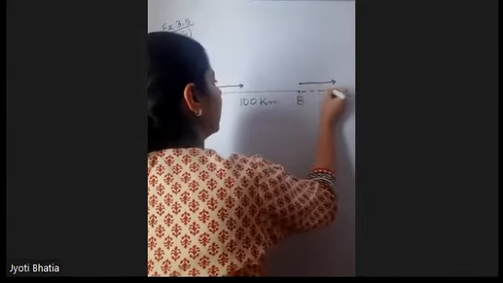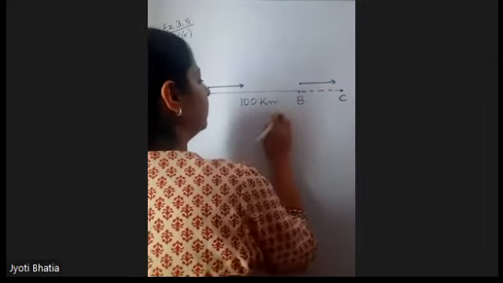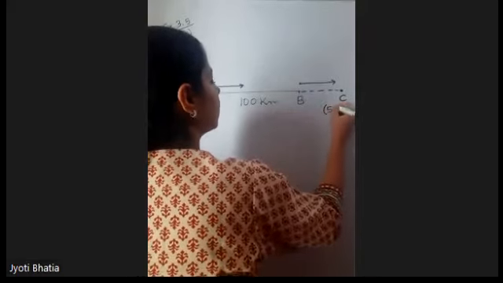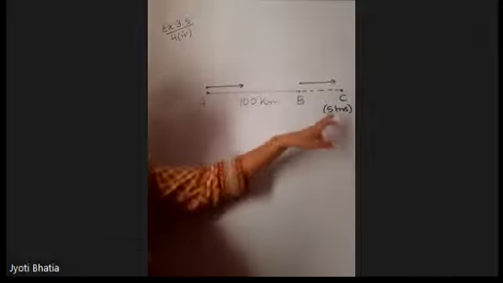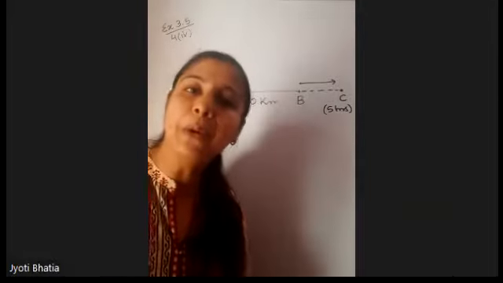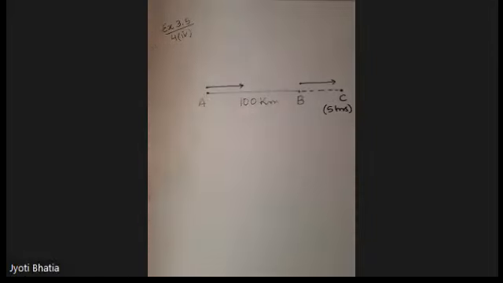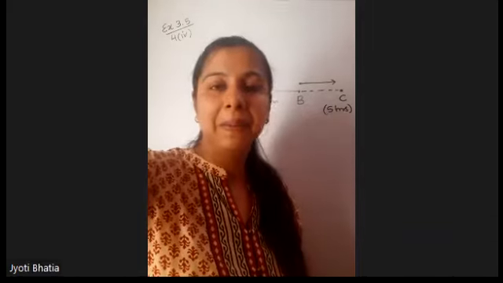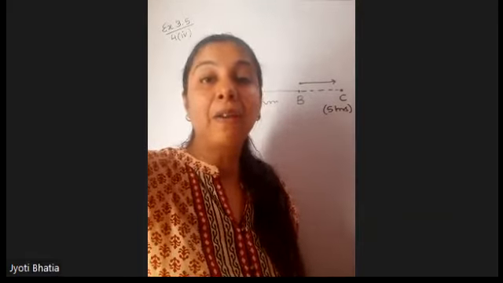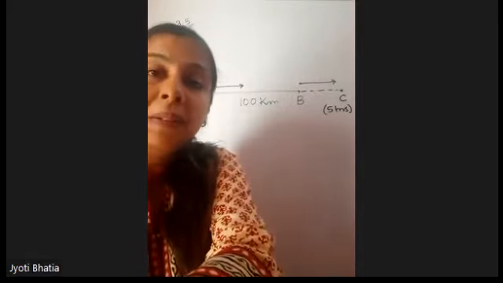And to reach C, how many hours do both take? 5 hours. The time taken by them to reach place C is 5 hours. Children, common sense, if anybody can tell me: which car is moving faster, the car from A or from B? The car from A. And that car is behind.